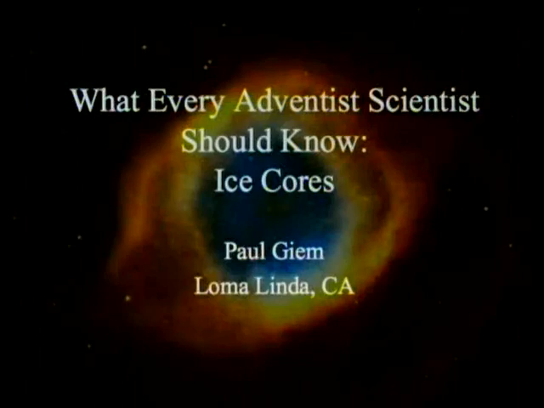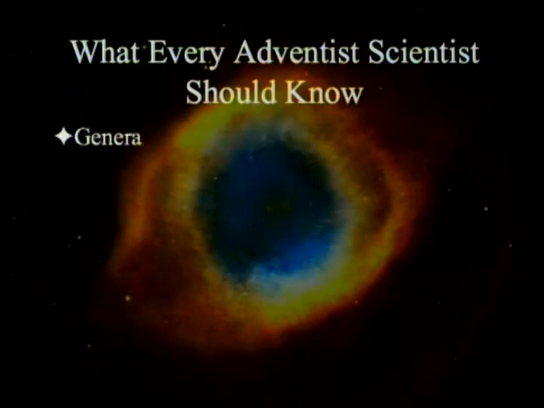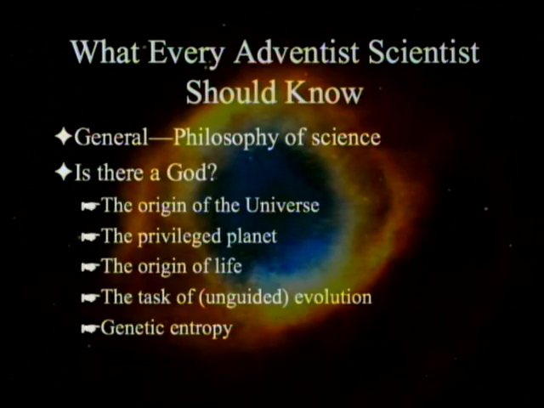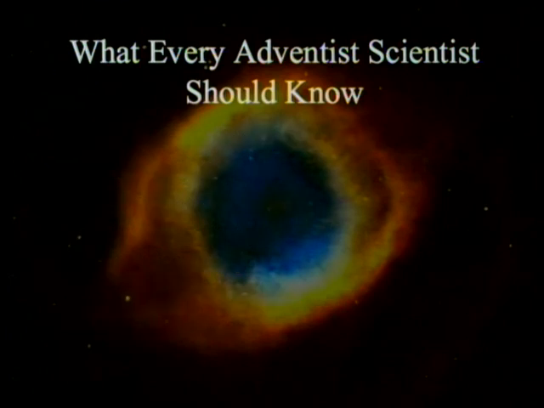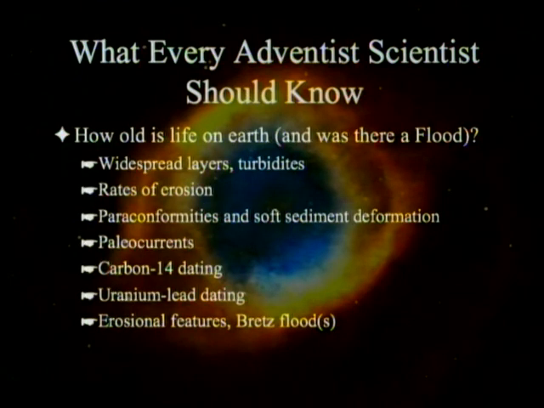What every Adventist scientist should know: ice cores. We've been talking about what every Adventist scientist should know: the philosophy of science, is there a God, the origin of the universe, the privileged planet, the origin of life, the task of unguided evolution, and genetic entropy. We're going to have to redo the origin of life, but everything else is done.